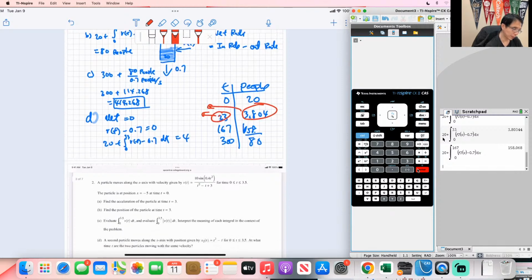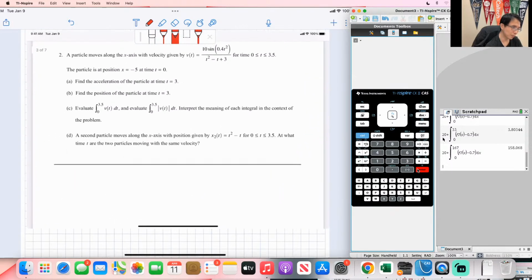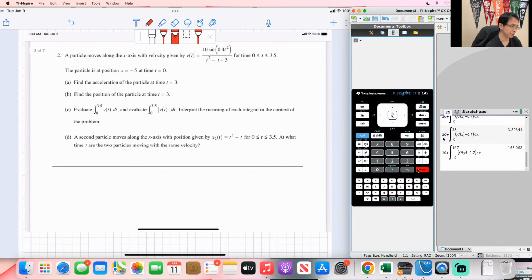Okay, we're gonna go look at the next question. Now this question I'm gonna do on the next video. So this is also a calculate question, but a velocity and acceleration one. I want you guys to give it a try. First question is pretty easy. Second question is pretty easy. Third question is pretty easy. The only question that's maybe kind of hard is D.